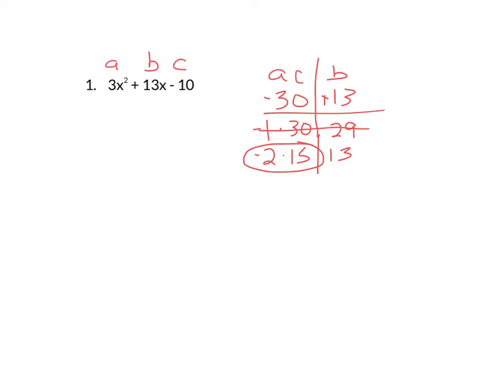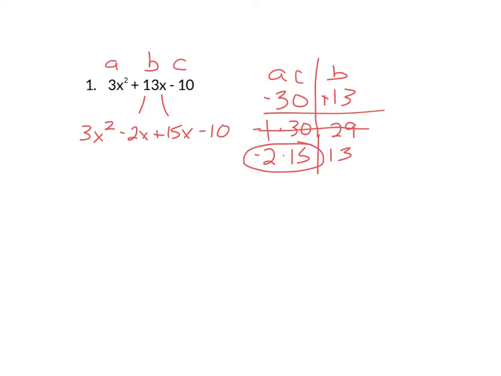Next, we're going to want to rewrite the trinomial. We are going to change this 13x to negative 2x plus 15x. So 13x changed to that. I'm just going to drop everything else down. And now our trinomial is now 4 terms. What we're going to do is factor this by grouping.